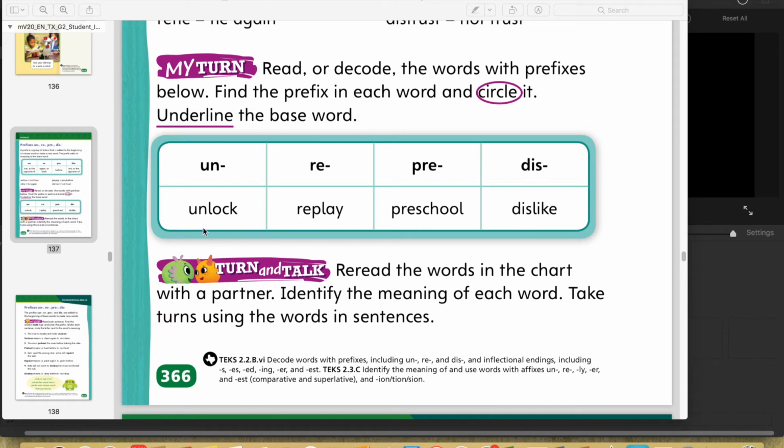So the prefix here would be un, it's right there. The base word would be lock. Prefix is re. Base word is play. Prefix is pre. Base word is school. And the prefix is dis, and the base word is like.